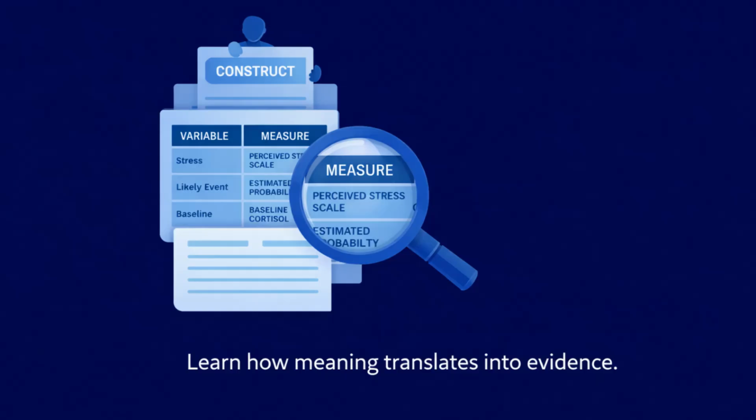Context also matters when moving from constructs to variables. The same construct can look different across populations and settings. Independence in elementary school is not the same as independence in workplace training. Engagement in an online course is not the same as engagement in a hands-on environment. Variables must match the population, context, and definition of the construct, not just the construct name.